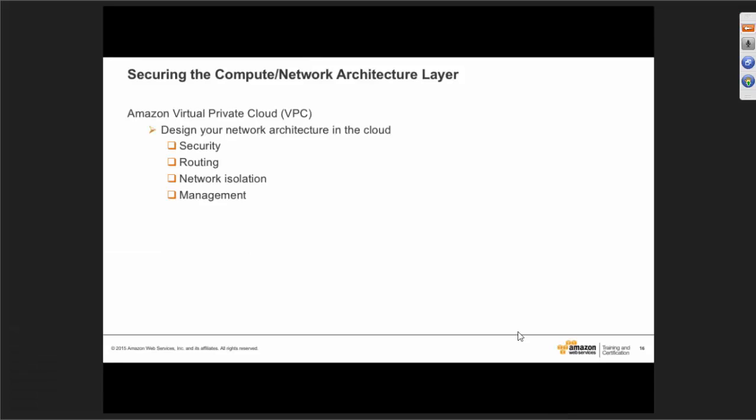Intersections, VPC is super important. Highly recommend that you learn what all the components are and how that works when you're building a VPC, because as you do that, you'll learn the different security pieces that are involved, and we're going to talk about those next.